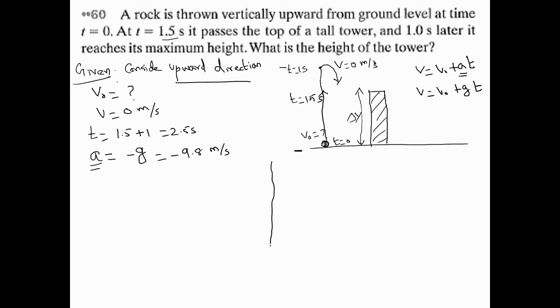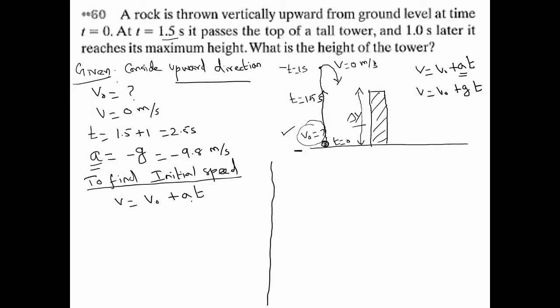The first thing, I have to find the initial speed. To get the answer for the height of the tower, you first need the initial speed. So first thing, I have to find my initial speed. To find the initial speed, I have to use an equation. I can just use the first equation, V is equal to V naught plus AT. This question is related with the acceleration due to gravity, so I have to convert. So I have to write like this.